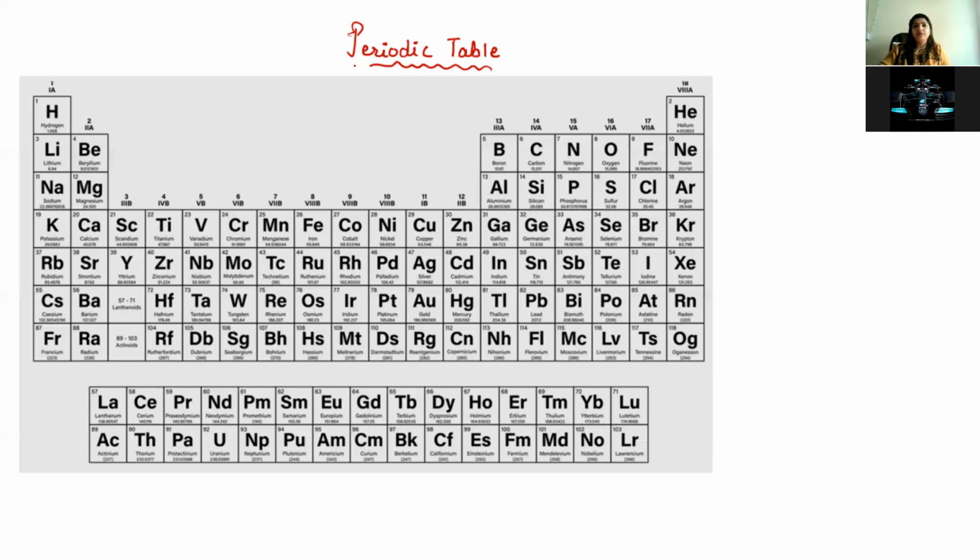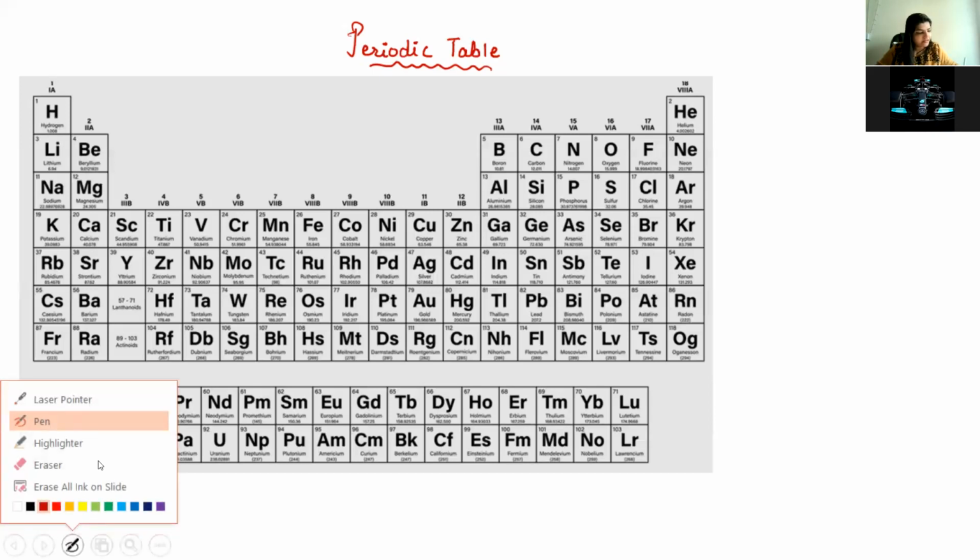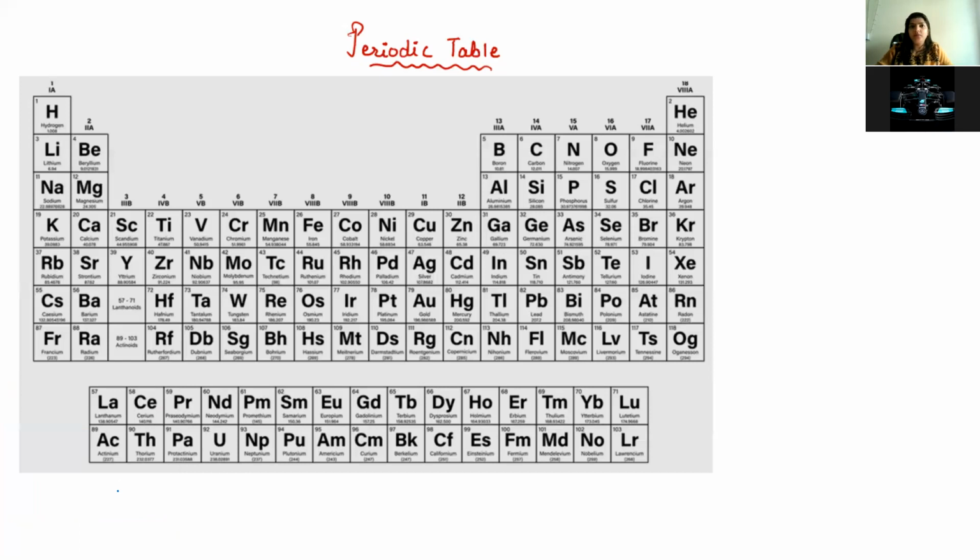Now, when you see the periodic table, it is like blocks. Your periodic table is divided into vertical columns, which are called groups, and horizontal rows, which are called periods. So we will first learn some characteristics of the periodic table.